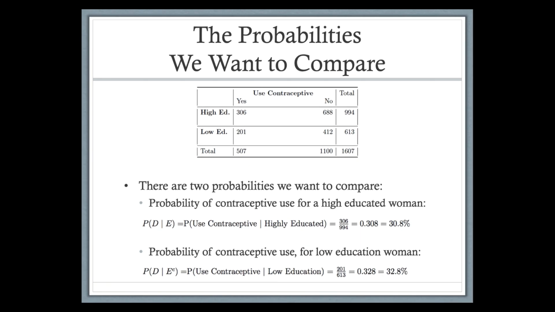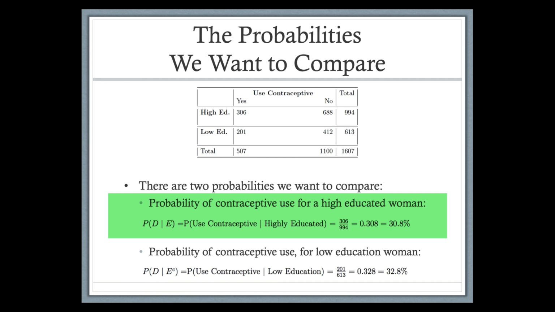Okay, so looking at the data that we have, the two probabilities that we want to compare, well, the first is the probability of disease given exposure, right? That's the generic statement. Or what's the probability of using contraceptives given the education level is high? And we can see in this table, in that top row, there's 994 individuals who have high education, and of those 994, 306 are using contraceptives. So this probability comes up to 30.8%.